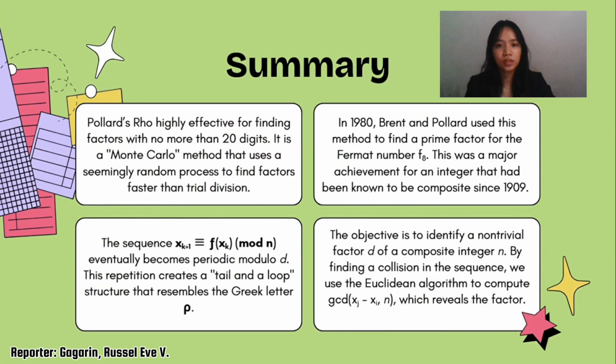Our objective is to find that non-trivial factor d. Once we detect a collision in the sequence, we use the Euclidean algorithm to calculate the GCD, which reveals the hidden factor. In short, Pollard's Rho is a clever, fast, and reliable tool. It turns a complex factoring problem into a simple search for a repeating pattern.